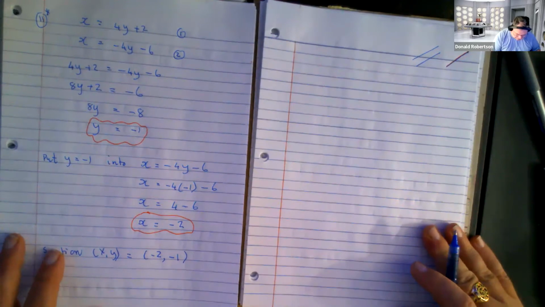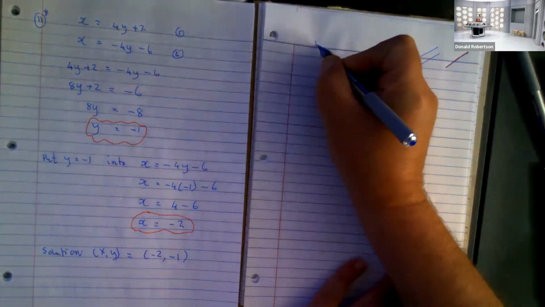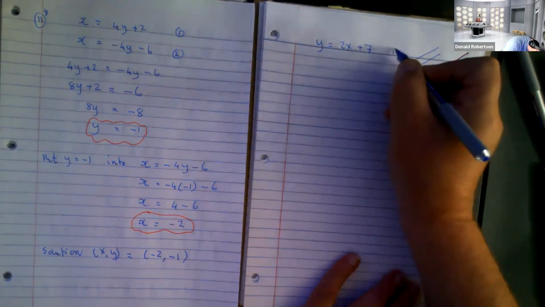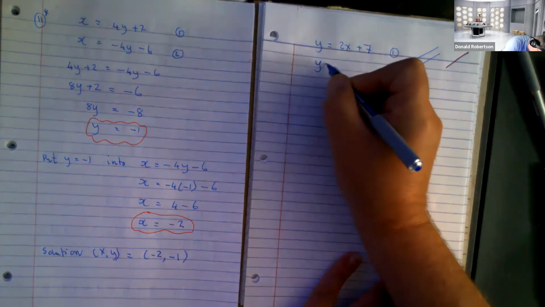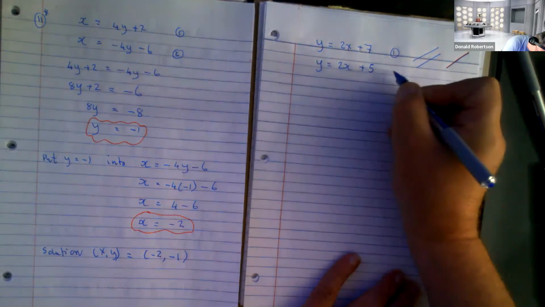Now we know from other situations that if you think of these as straight lines, you might get two parallel lines, or you might get a situation where one line is identical to the other. So let's try and see a parallel line situation. Suppose I get y equals 2x plus 7. That's my first equation. My second equation is y equals 2x plus 5.